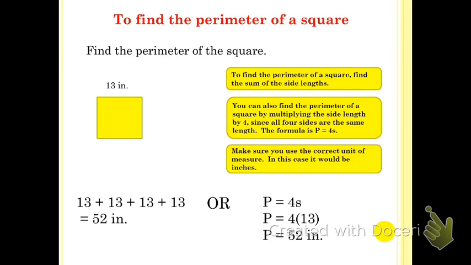Find the perimeter of the square. To find the perimeter of a square, find the sum of the side lengths. You can also find the perimeter of a square by multiplying the side length by 4, since all 4 sides are the same length. The formula is P equals 4 times S, or P equals 4S. Make sure you use the correct unit of measure. In this case, it would be inches. 13 plus 13 plus 13 plus 13 equals 52 inches. Or 4 times 13 also is equal to 52 inches.